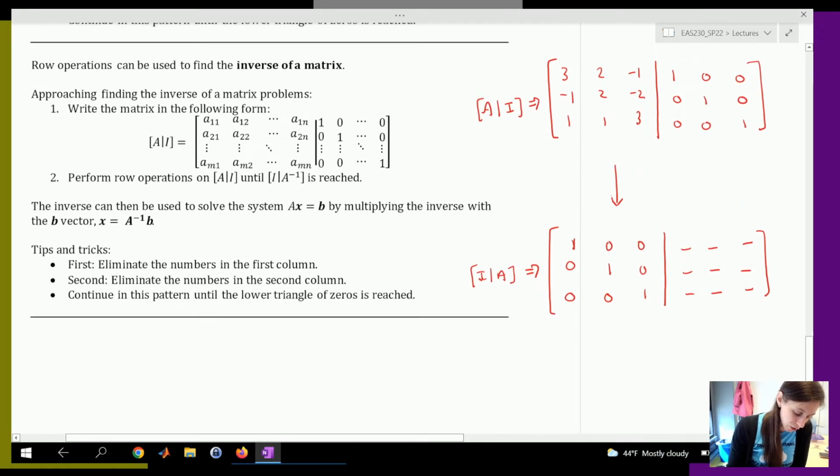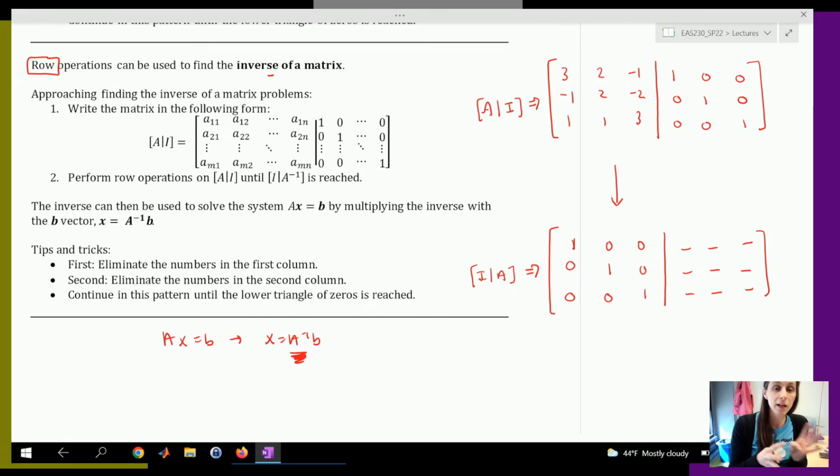The last method we're going to use is finding the inverse of a matrix, which we can do using row operations. So if I write a system in the form of AX equals B, I know that my solution is X equals A inverse times B. So if I can find A inverse, I can do that multiplication, fairly straightforward. So for this process, essentially, we're doing Gauss-Jordan elimination on just A. Instead of attaching A to B, we're going to attach A to identity.